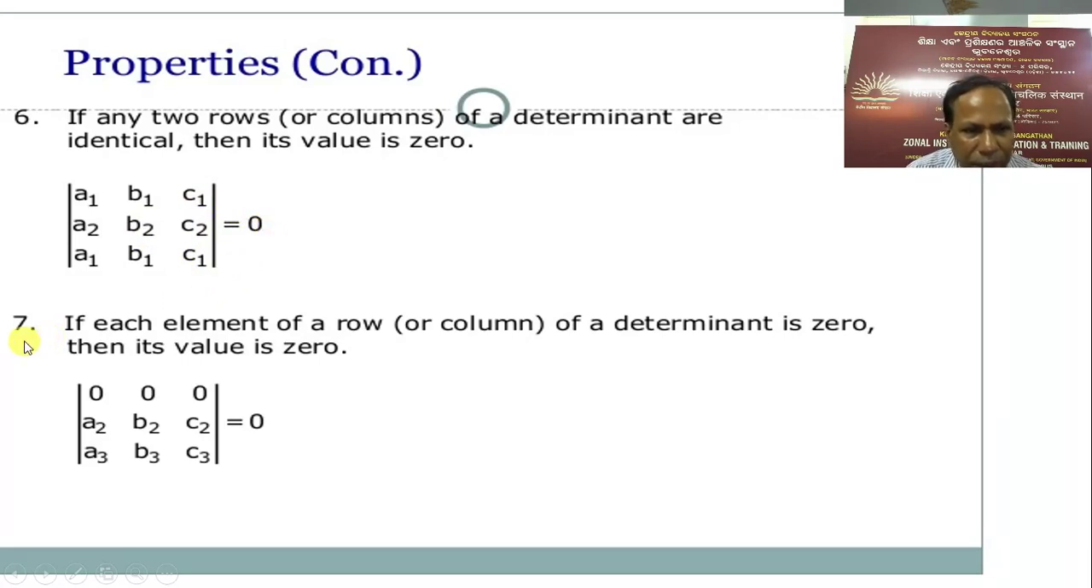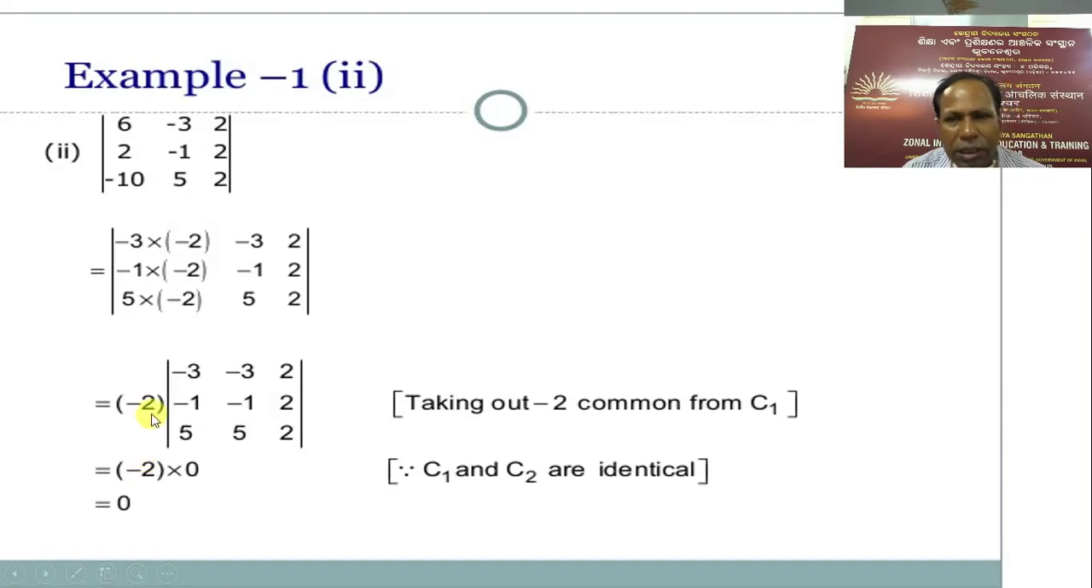The seventh property is if each element of a row or of a column of a determinant is 0, then its value becomes 0. That means if in a row or in a column all the elements are zeros, then the determinant vanishes. So these are the 7 properties we have discussed. Now using these 7 properties, we will solve some of the problems.